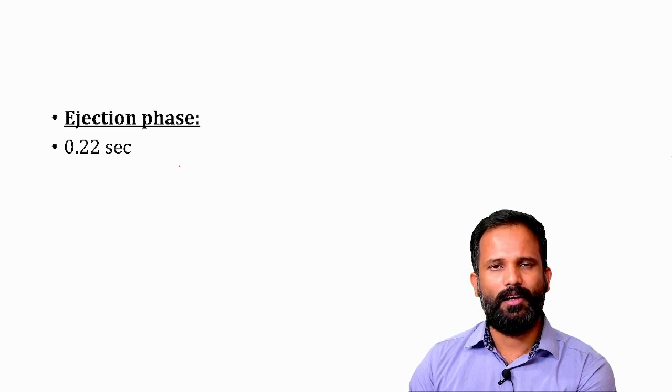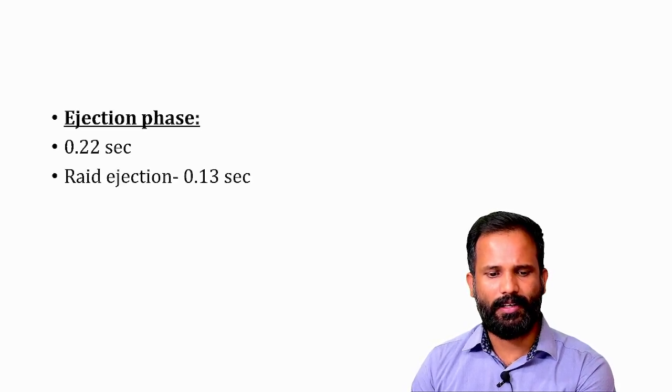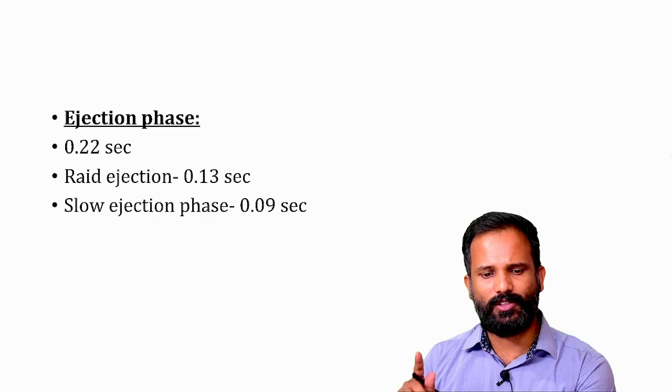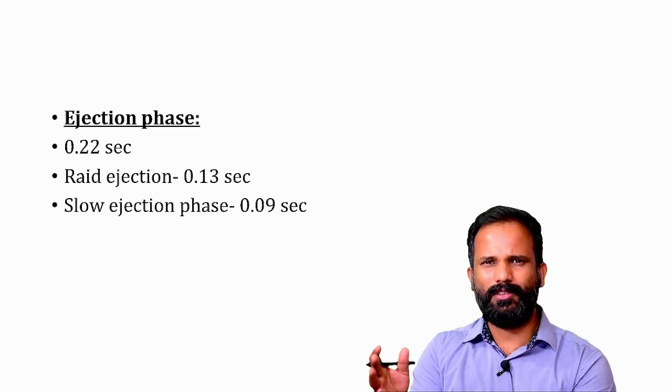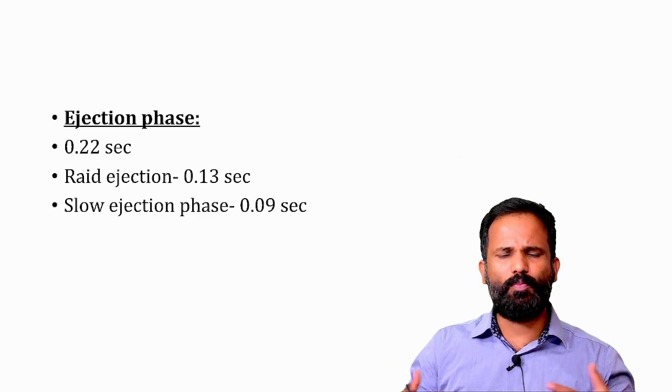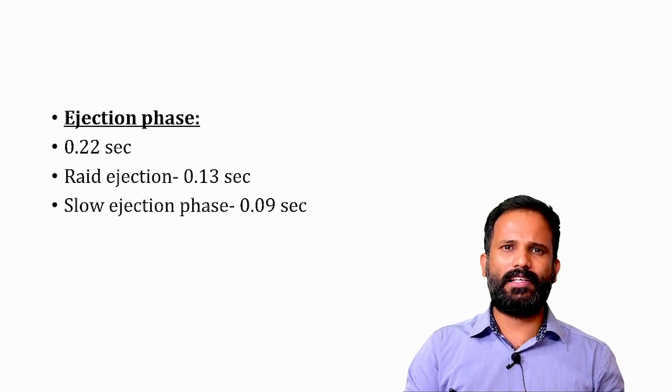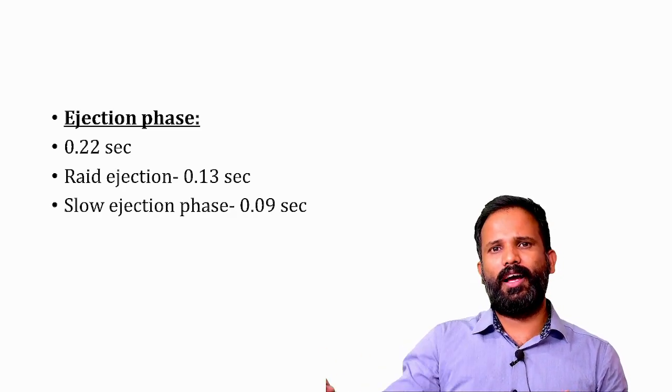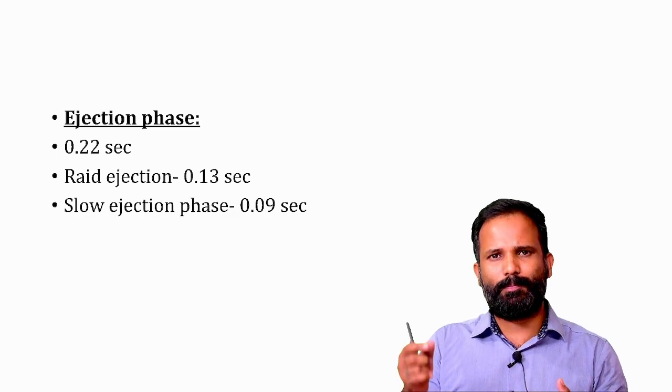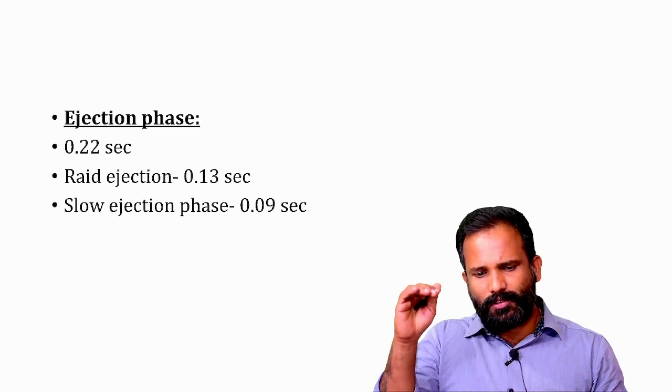Ejection phase is 0.22 seconds, with rapid ejection 0.13 and slow ejection 0.09. In rapid ejection the pressure gradient is more. That's why more blood is emptied into the aorta. But in slow ejection the pressure gradient is reduced, so ejection becomes slow.